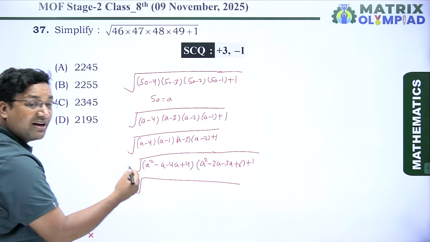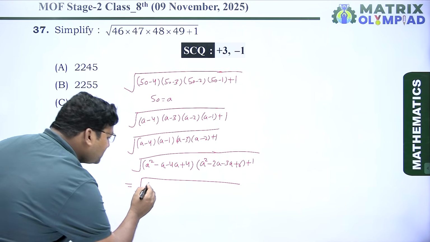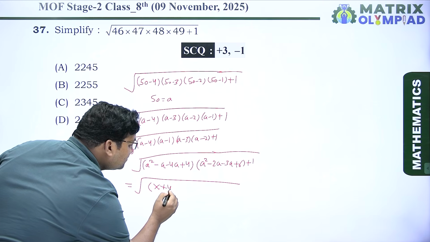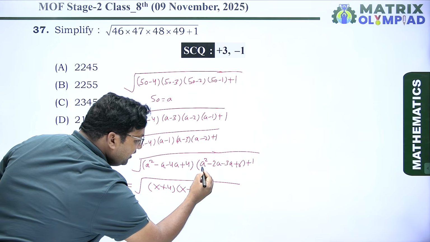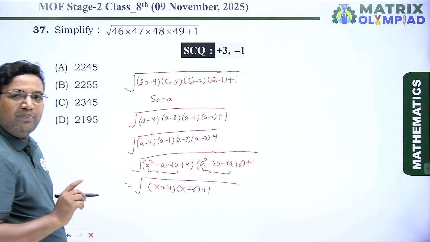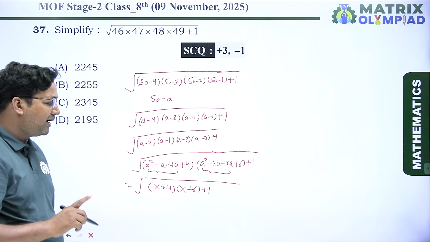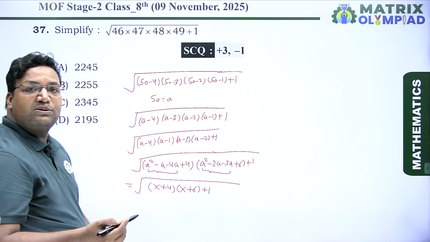A square minus 5A plus 4, and I have to put A square minus 5A as x, so it is x plus 4 into x plus 6 plus 1. Here you can see A square minus 5A, and here is also A square minus 5A, and I have to put A square minus 5A as x, so it is x plus 4 into x plus 6 plus 1.